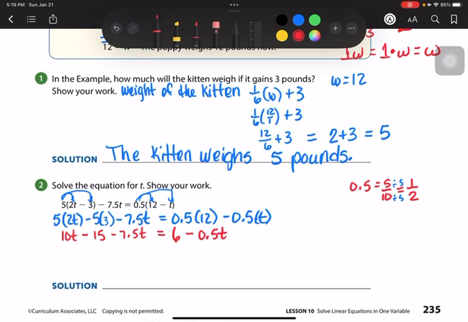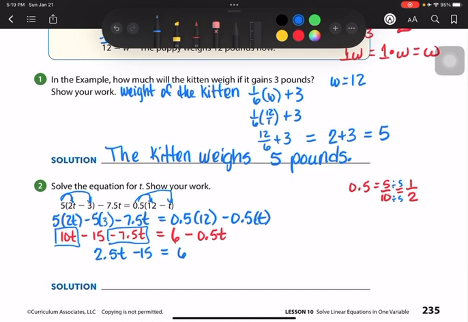5/10 t. Now we have to combine our like terms. Here we have 10t minus 7 and 5/10 t. When you subtract those, that gives you 2 and 5/10 t minus 15 equals 6 minus 5/10 t.